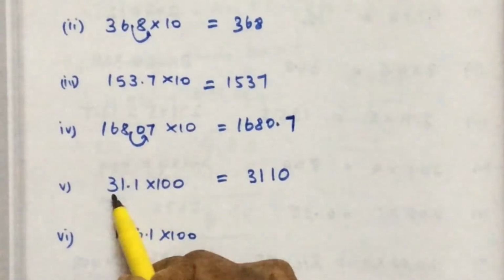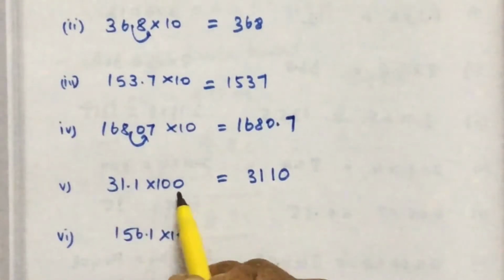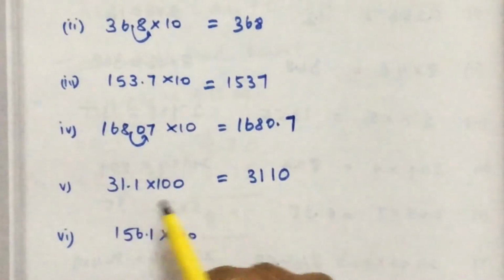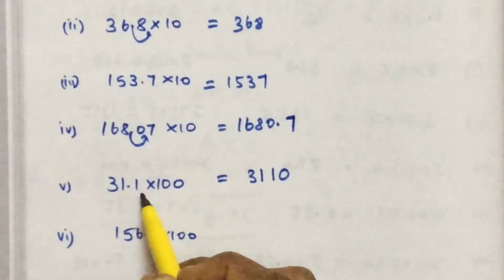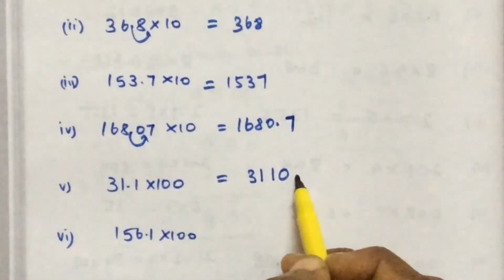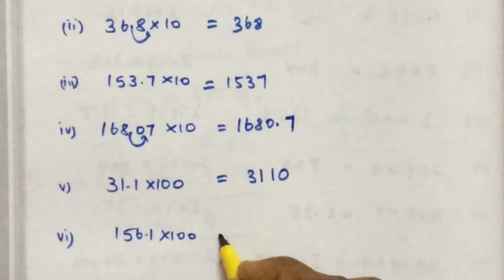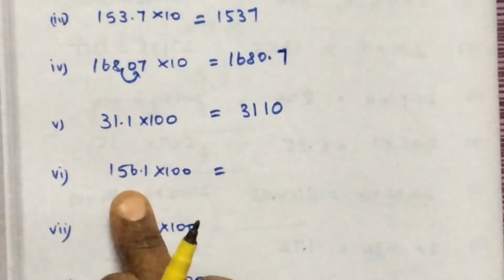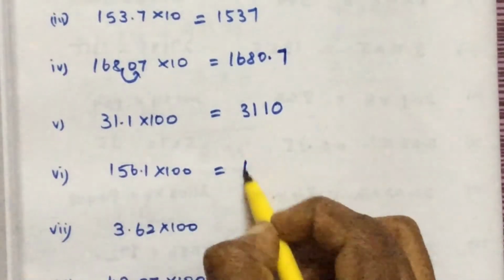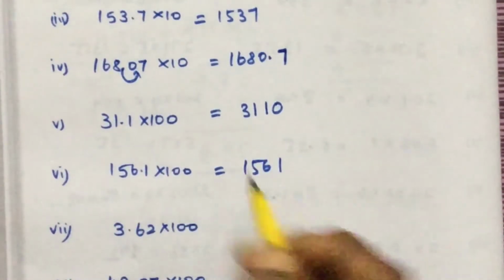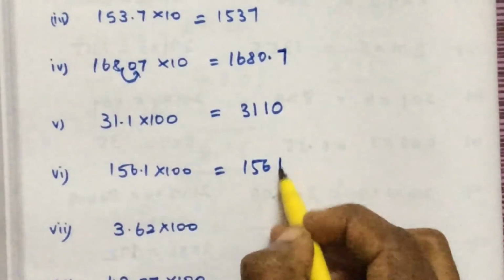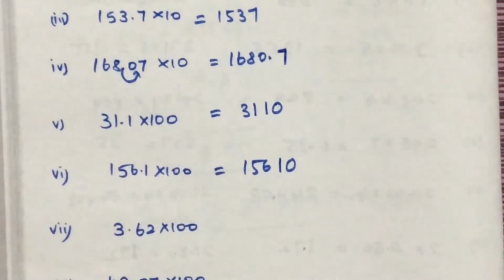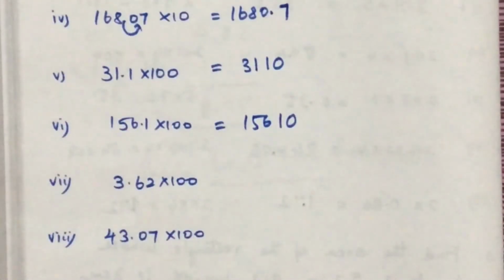Okay, 31.1 multiplied by 100. You have to move the decimal point 2 digits to the right. So here is one digit, from here to here you have shifted. Okay. The next is 156.1 multiplied by 100. So 156, 1, 2 digits. So here is one digit, another digit is 0. Okay.